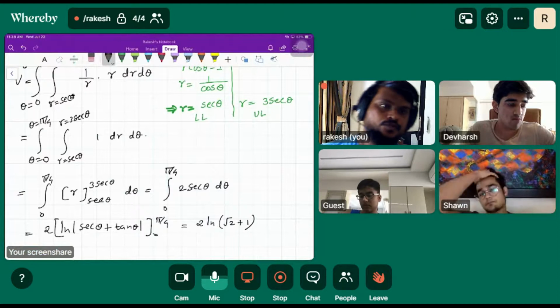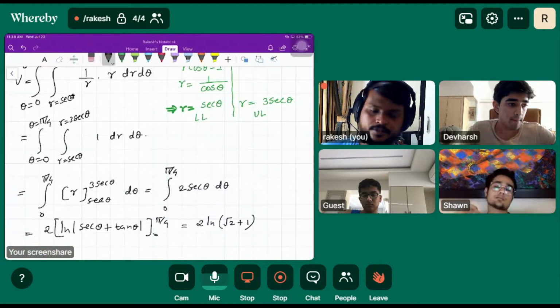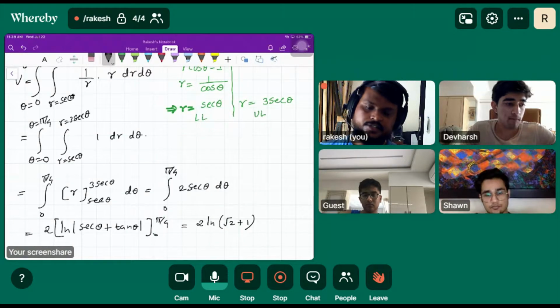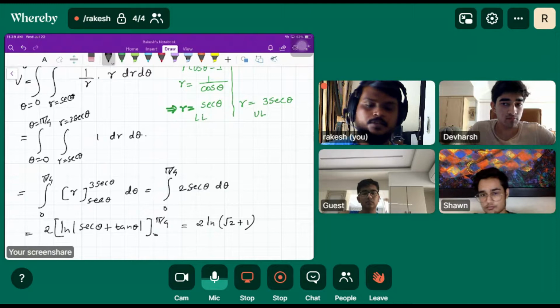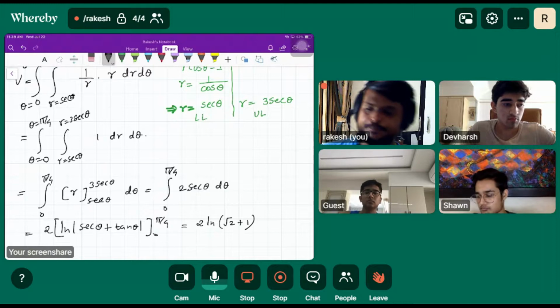Okay. So 2 ln(root 2 plus 1). Now let's move to the next interesting topic. We are doing application of double integral.